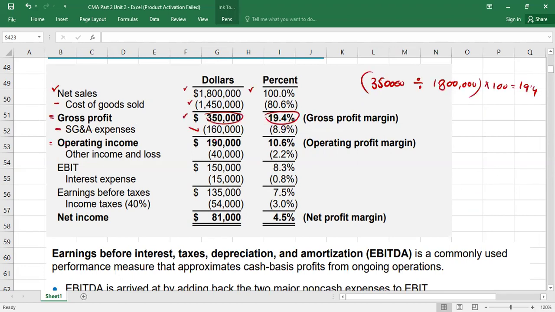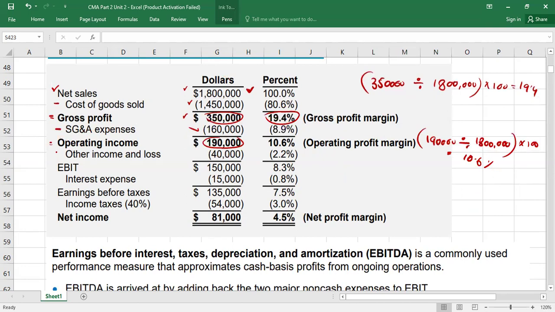So how much is operating income? 190,000. Okay. If I want to calculate operating profit margin percentage, I'll take 190,000, which is my operating income, divided by the net sale. How much is net sale? 1.8 million, and multiply by 100. So how much answer will this give you? It will give you 10.6%.